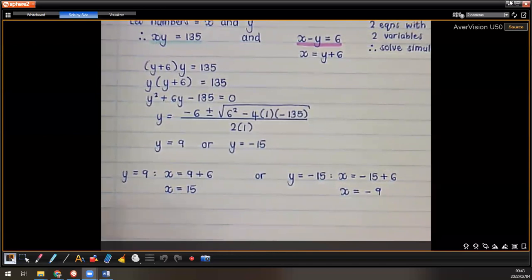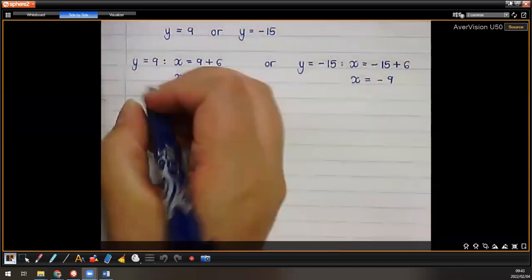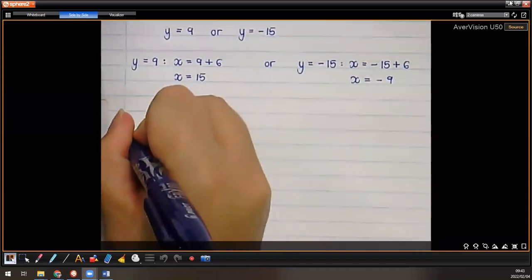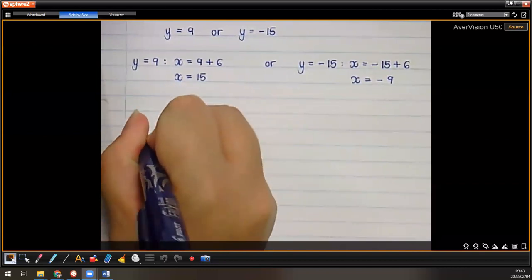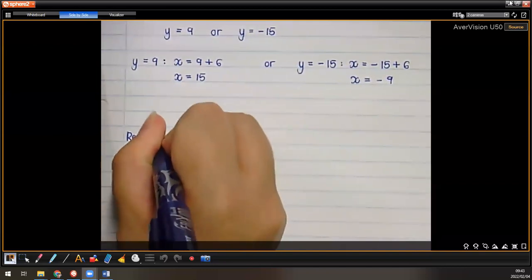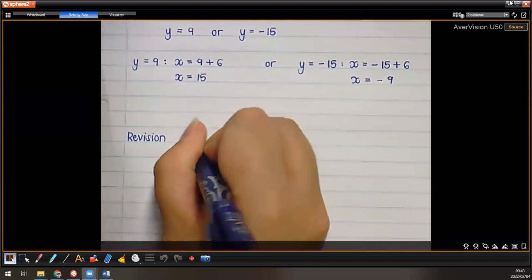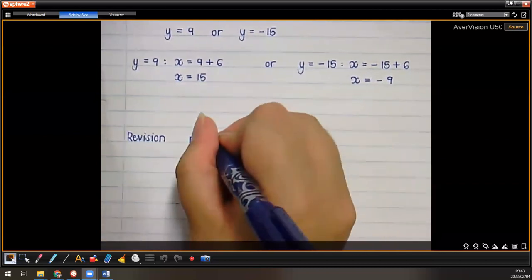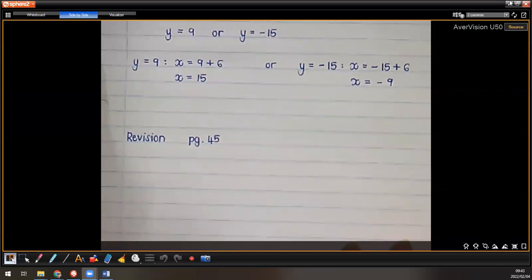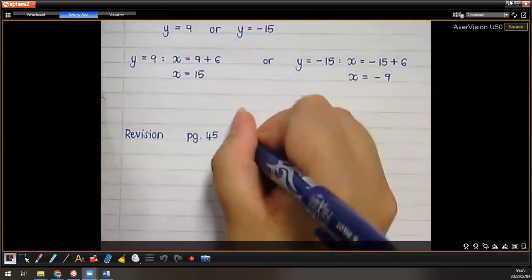Yes, okay, now guys, this one is slightly different. So I'll just read through it with you, revision. The exercise starts on page 44, but the question is on page 45. I want you to do number 10.